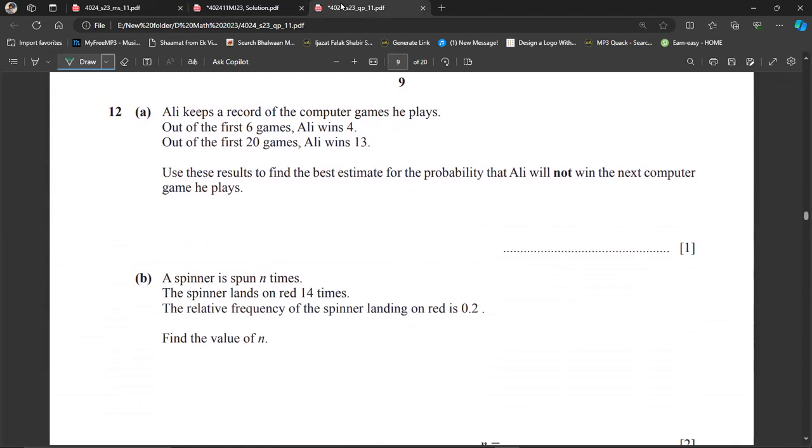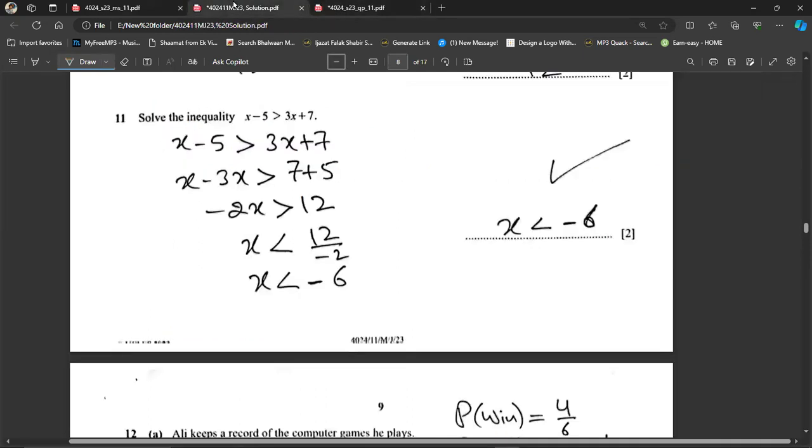Question number 12, part A. Ali keeps a record of the computer games he plays. Out of the first 6 games, Ali won 4. Out of the first 20 games, Ali won 13. Use these results to find the best estimate for the probability that Ali will not win the next computer game he plays. So the winning probability we know, 13 by 20, that's the biggest sample, so that's the more accurate one.